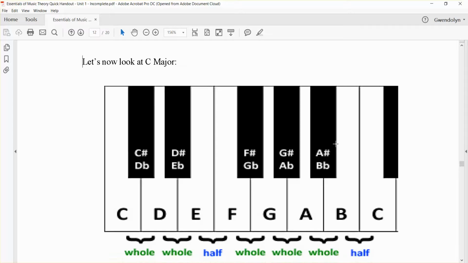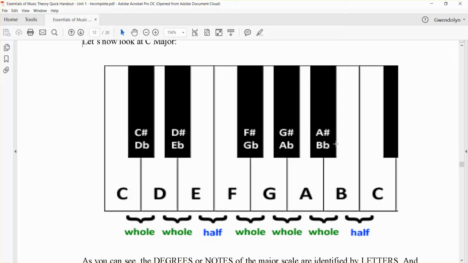Look at C major here. I'm skipping a little bit. Look at C major here on the keyboard. And you notice whole step, half step. And here's the whole step that puts these two tetrachords together. The first tetrachord is C, D, E, and F. The second tetrachord is G, A, B, C.